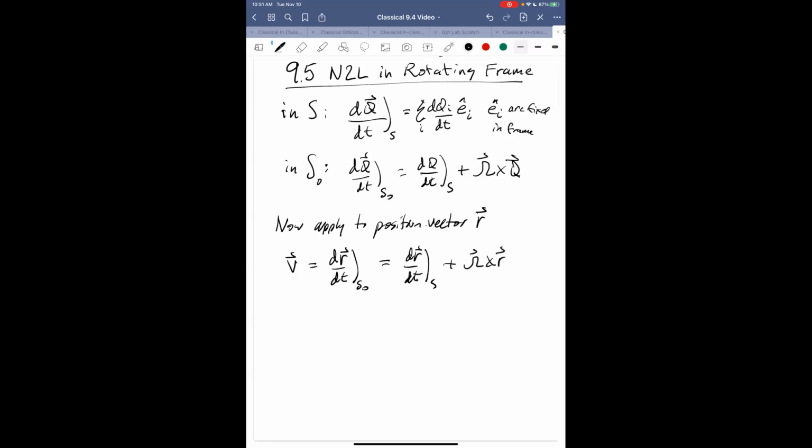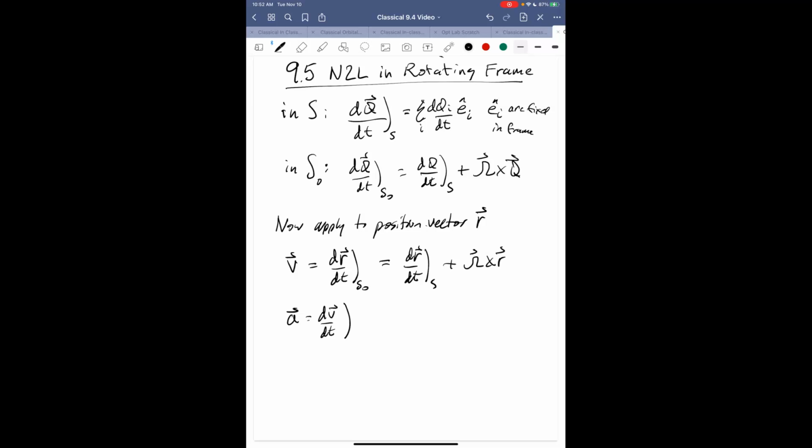So basically, this would be the velocity as seen in the rotating frame. And what this statement says is the velocity as seen in the non-rotating frame would be that term plus this piece coming from the rotation of the frame. Okay, so now what I want to think about is let's get the acceleration, which is the derivative of the velocity with respect to time, right? Which is, of course, the second derivative of the position vector with respect to time.